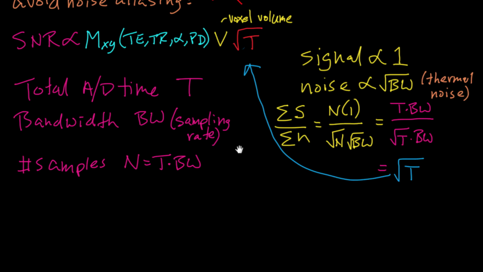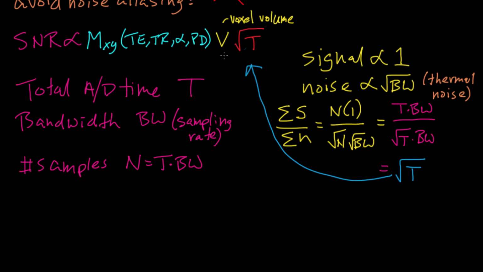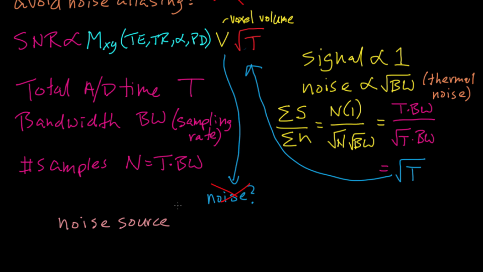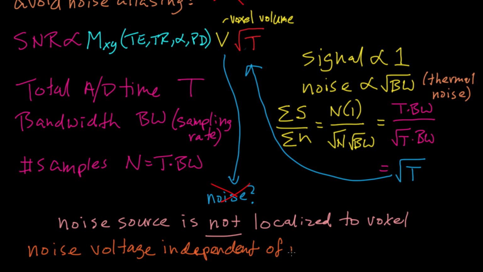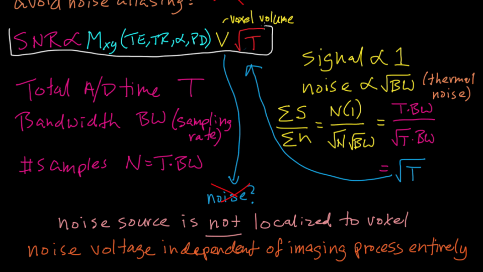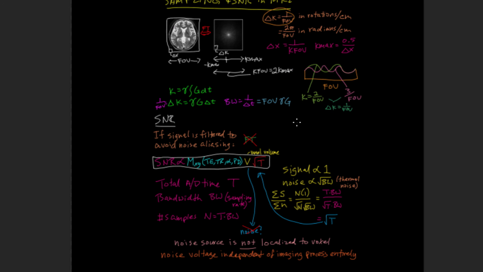Now you might ask whether the voxel volume, or the number of spins in the voxel, contributes to the noise. And while it's certainly true that the noise comes largely from the sample, it turns out that the noise voltage is actually not dependent on the choice of voxel volume. And that's because the noise source is actually not localized to the voxel at all. In fact, the noise voltage is independent of the imaging process entirely, because the noise is thermal noise and not related to the magnetization. So in the end, we end up with this actually very compact and simple expression for SNR in MRI that allows us to compare the SNR of different pulse sequences.